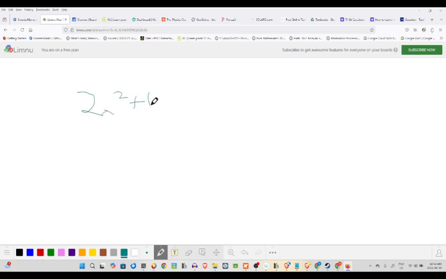2x squared plus 13x plus 15. So we need factors of 2. We have 1 and 2. Factors of 15, it's either 1 and 15 or 3 and 5. Again, our constant is positive. Our linear or middle term is positive, so all of our signs are going to be positive.